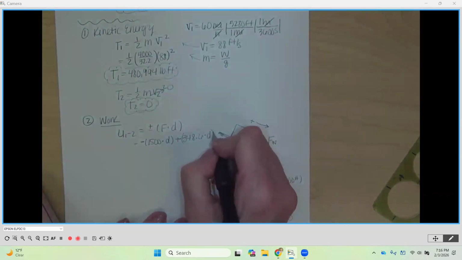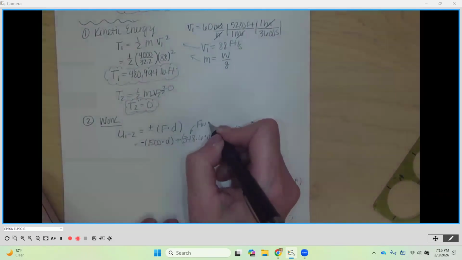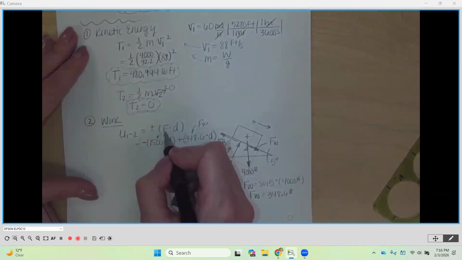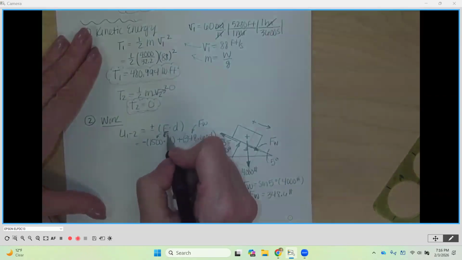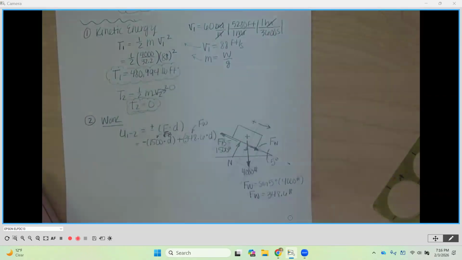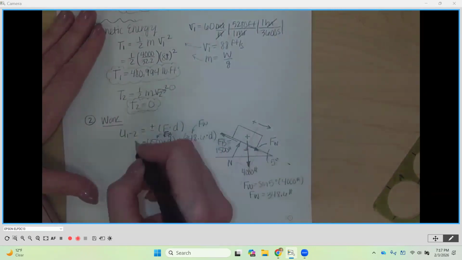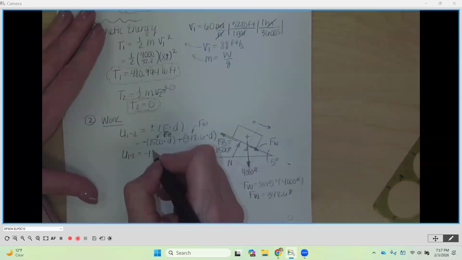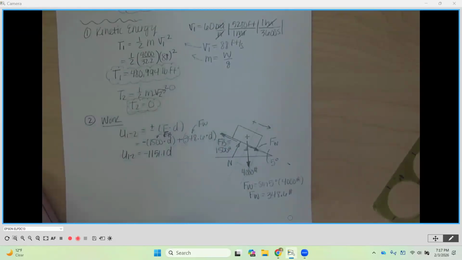Sorry, trying to get this all in there. There we go. So this is my FW, and this is FB, the braking force. Okay, so now we can combine those and solve for D, or put it in terms of D. So our work 1-2 is going to be equal to a negative 1151.1 times D.